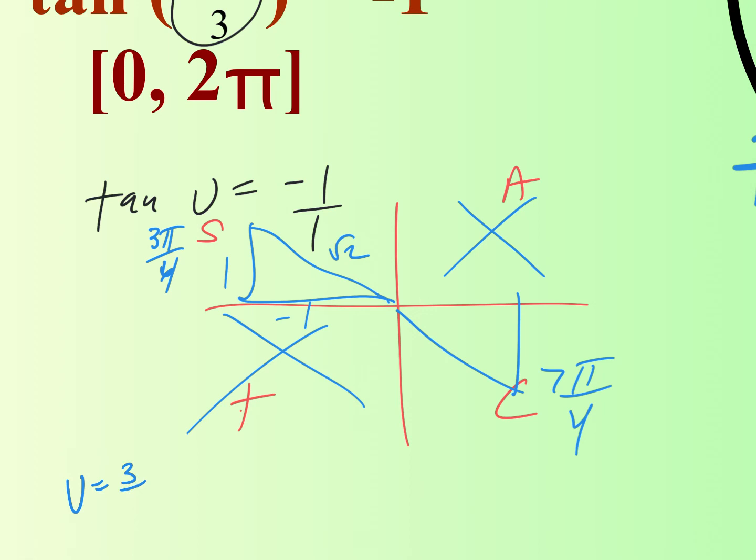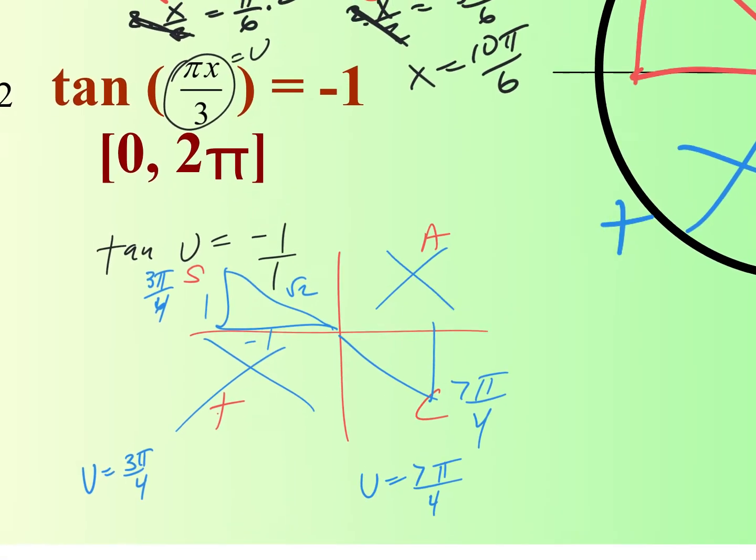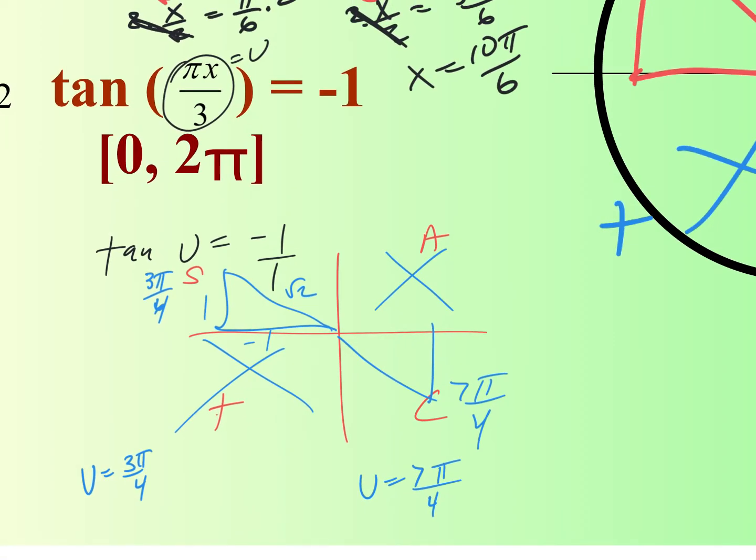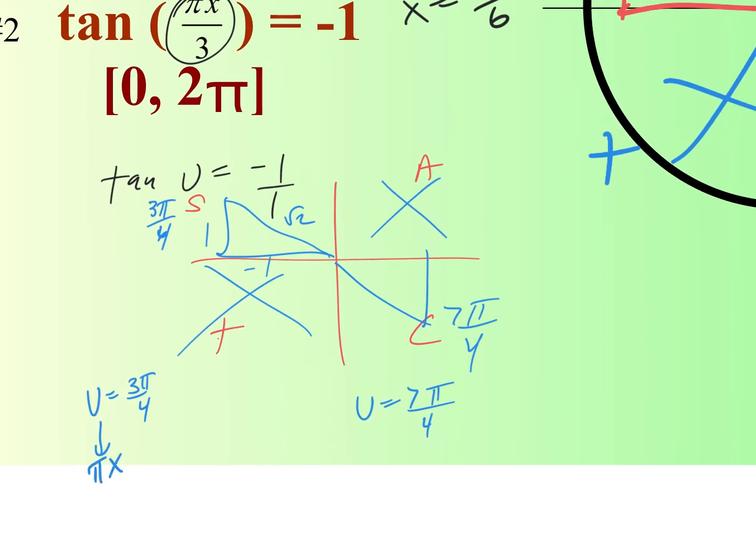Take it from there. Multiply by 3 over pi x. How about you just tell me to replace something with... Oh, yeah, just replace u with pi x over 3. pi x over 3 equals 3 pi over 4. And then you can tell me that other thing. How am I going to get x alone? Multiply by the reciprocal. So what over what? 3 over pi. Multiplying by 3 over pi. That's a very efficient way to do that.